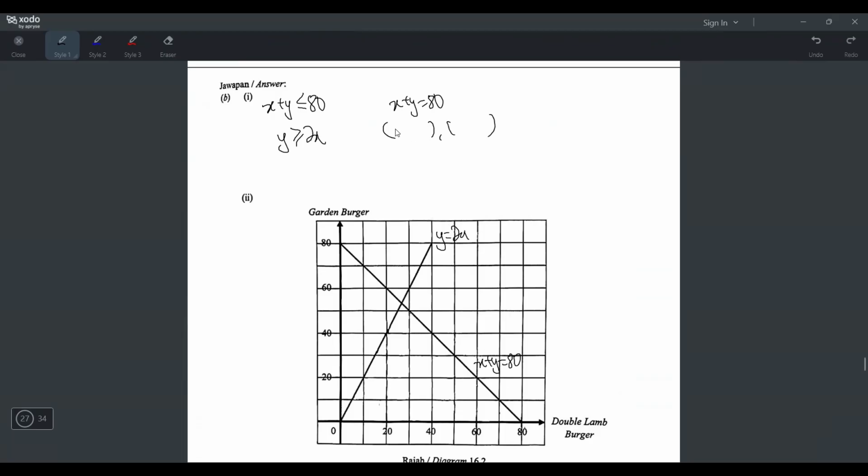And then you will find 2 points when you plot, right? Usually I will suggest using x equals 0 and y equals 0. So when x is 0, your y will be 80. When y is 0, your x will be 80. It means that this line passes through (0, 80) and (80, 0). That's why this line is x plus y equals 80.